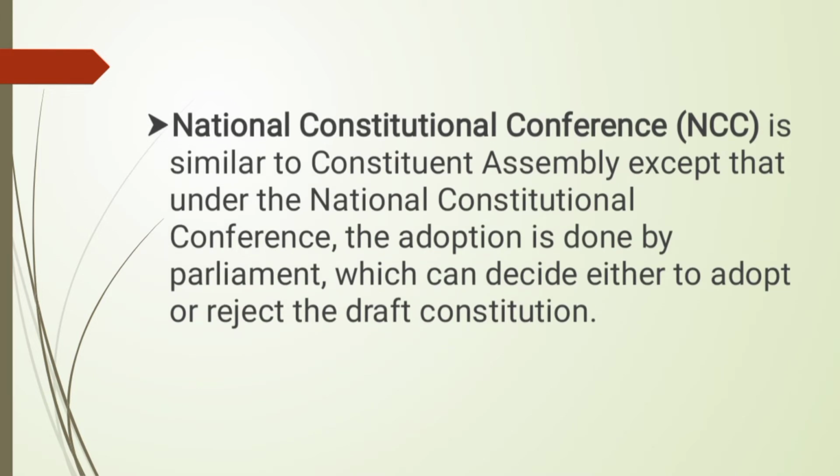There is what we call National Constitutional Conference. This one is similar to Constituent Assembly. This method is also used to adopt a constitution. It is similar to Constituent Assembly, except that under the National Constitutional Conference, the adoption is done by Parliament, which can decide either to adopt or reject the draft constitution.